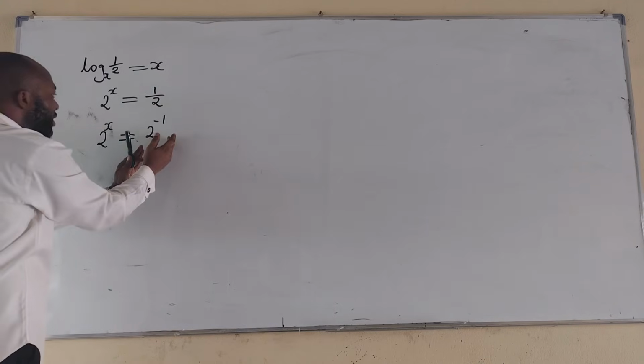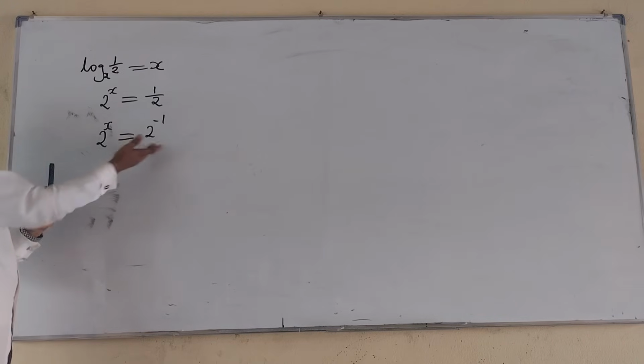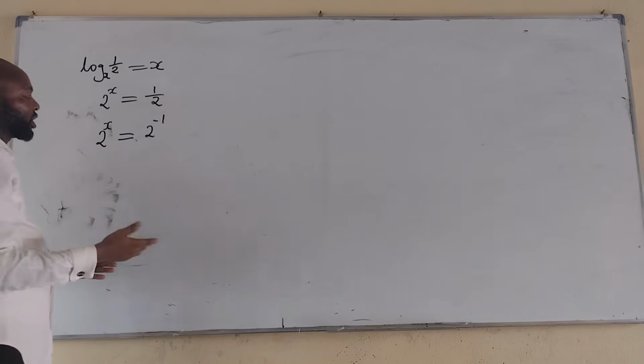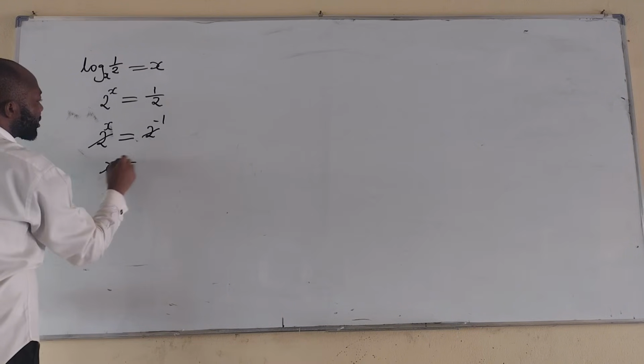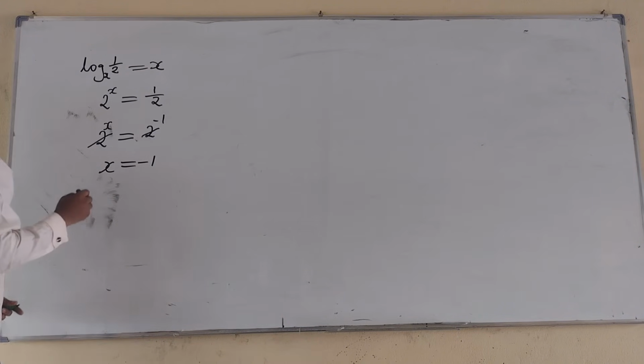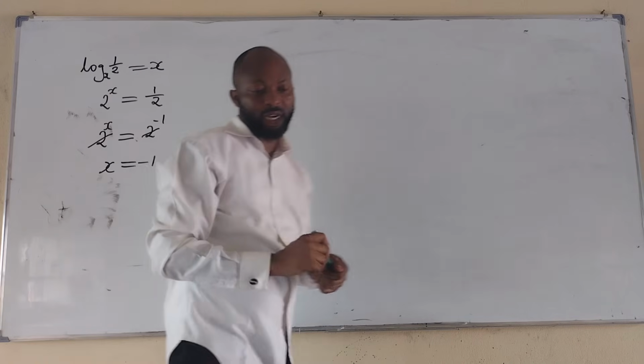So I can now bring in this rule. Why? Because I want them to have the same common base where I can cancel out to proceed. So now I have 2 here and 2. I take this out and my x is equal to minus 1. Let's take more exercises.